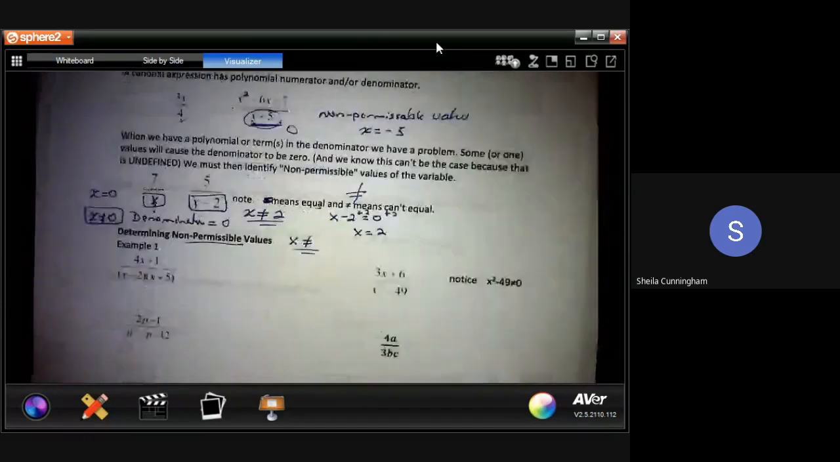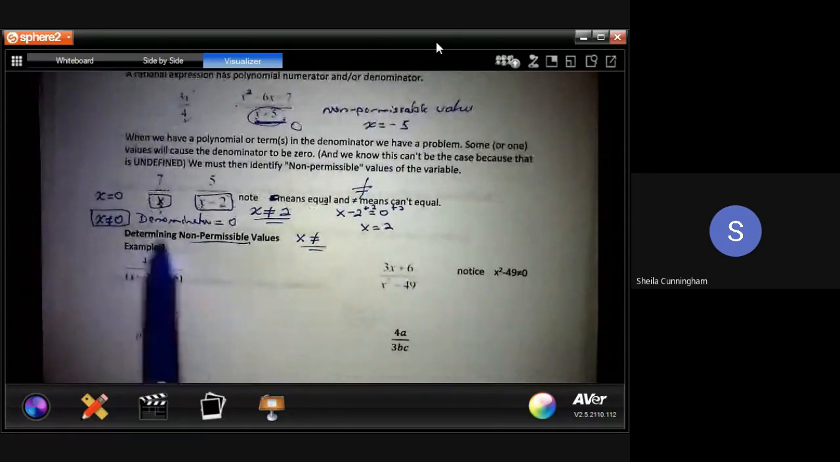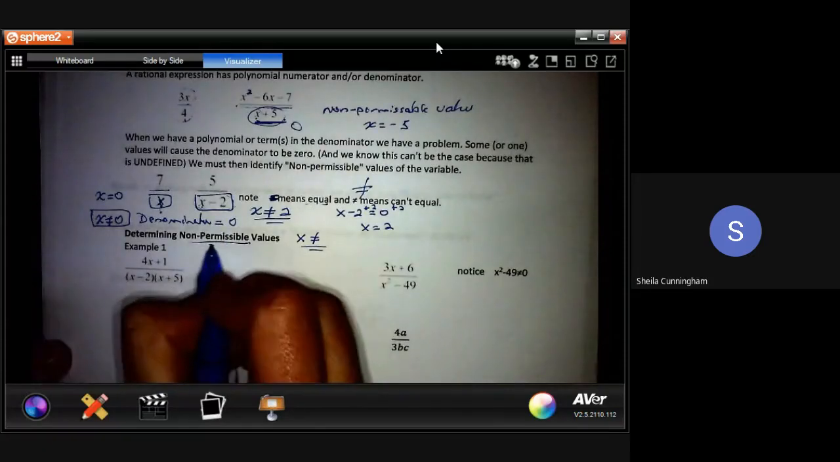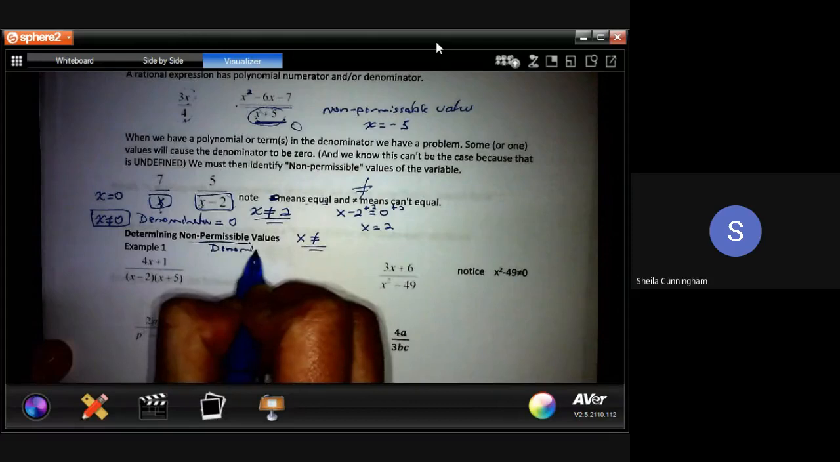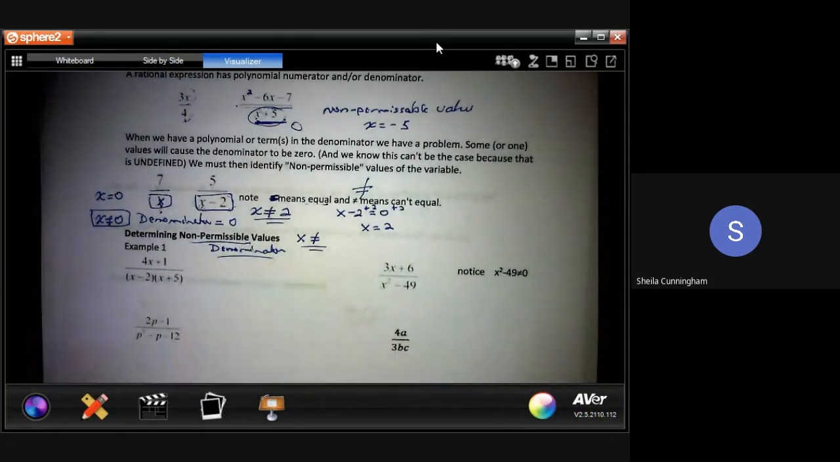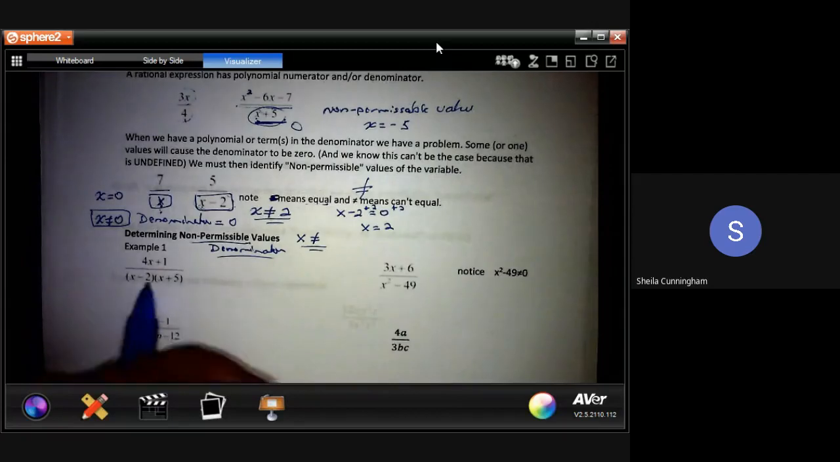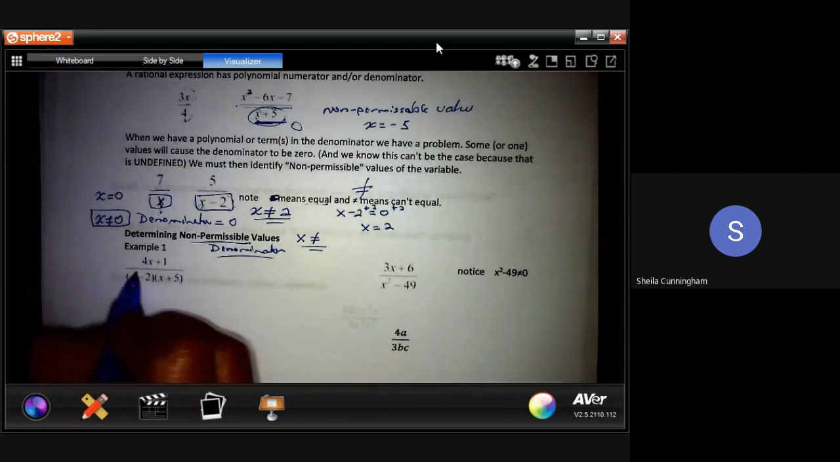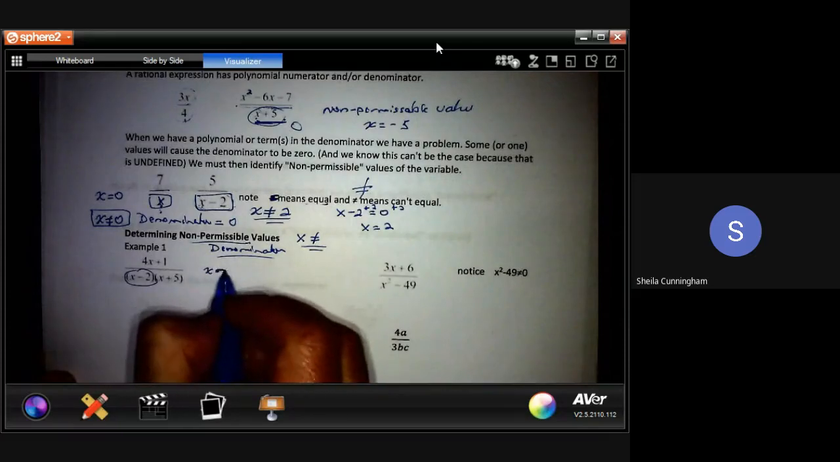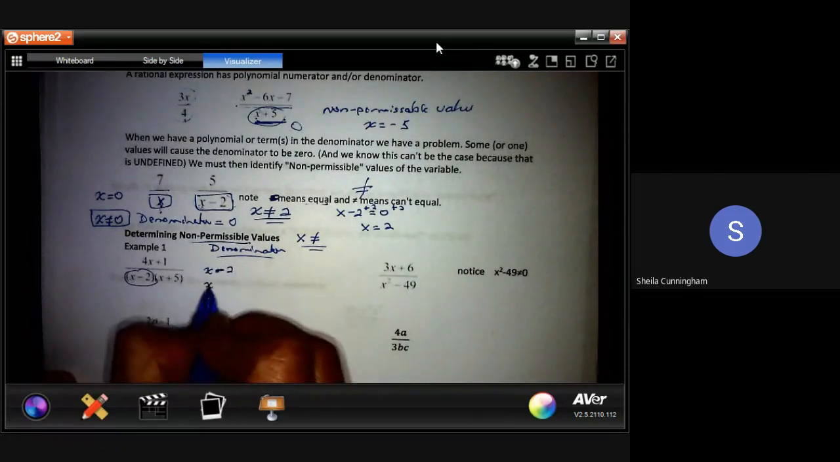Okay, so the next examples, all they're doing is simply asking you to find the non-permissible values. So again, non-permissible, you're only ever looking at the denominator. I don't care about the numerator. I can have the numerator equal to 0. It's the denominator that I can't have equal to 0. So basically I look at both of these. I've got two factors here. I've got an x minus 2, and I've got an x plus 5.